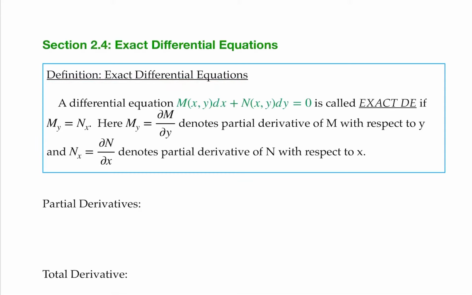If you have a differential equation of the type M dx plus N dy, where M and N are multivariable functions, in this case two-variable functions, then it is called exact provided the partial derivative of M with respect to y and the partial derivative of N with respect to x are equal. If these two are equal, then we say it's an exact differential equation.